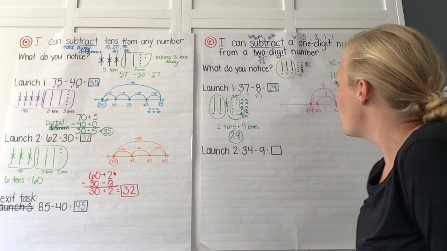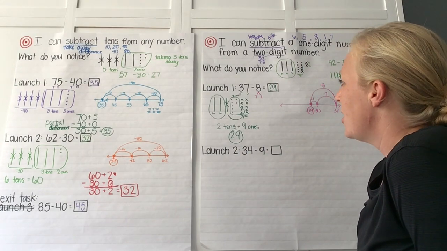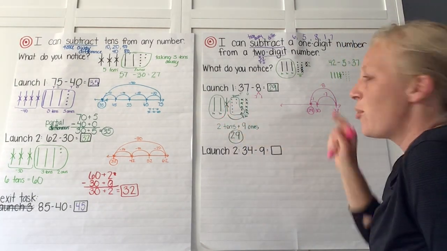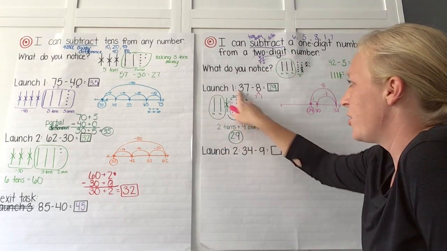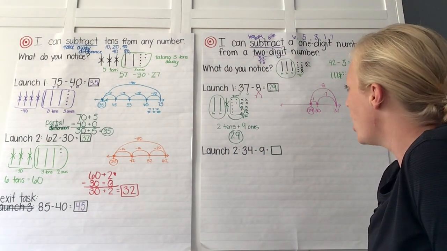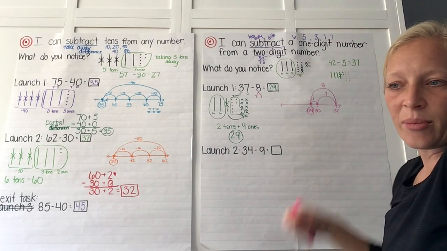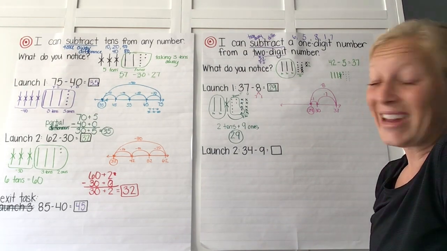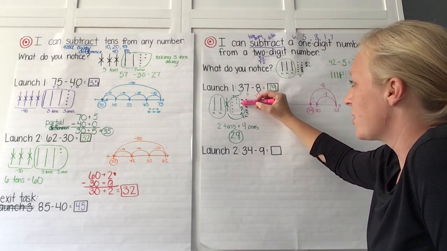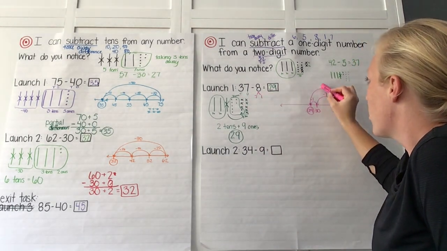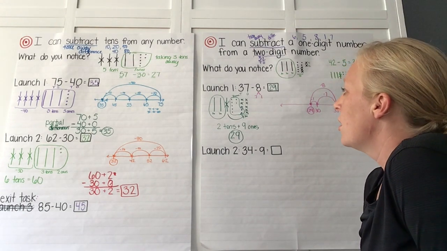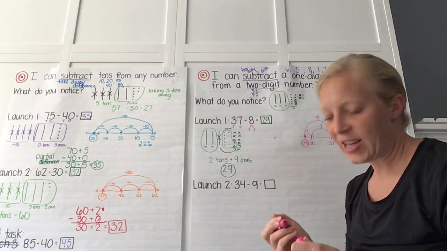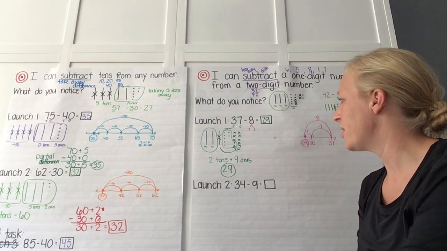How are these two ways the same, and how are they different? They both started at 37. So this friend had 37 with their base 10 blocks. This one started at 37 on the number line. What else do you notice? They both took away 8, right? 1, 2, 3, 4, 5, 6, 7, 8. 7 and 1 more makes 8. This friend landed on 29. This friend had 2 tens and 9 ones left.